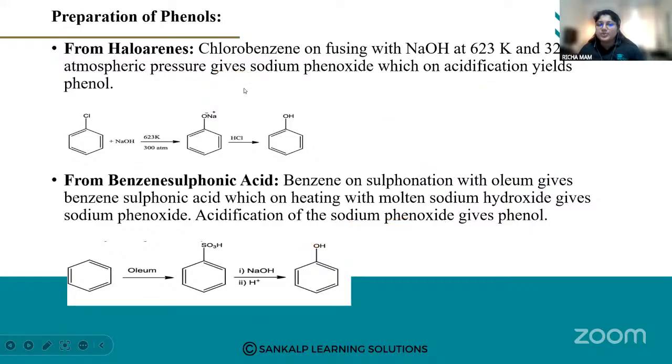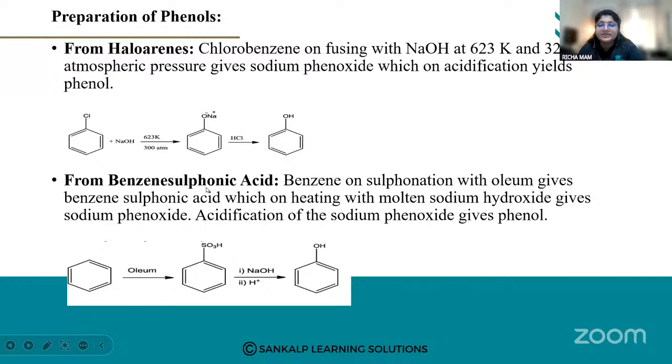So chlorobenzene we react with NaOH at 623 Kelvin and 300 atmospheric pressure, and we get sodium phenoxide. This sodium phenoxide, when you treat it with HCl, gives the phenol. So this is the Dow's process.